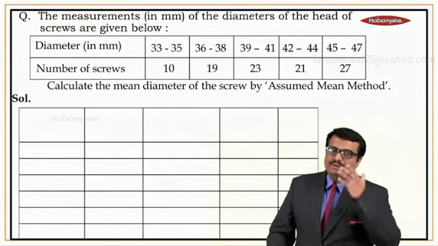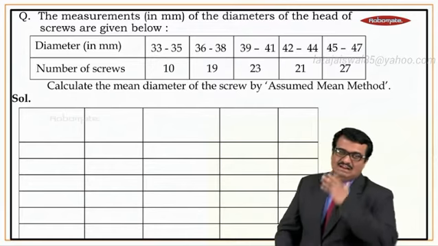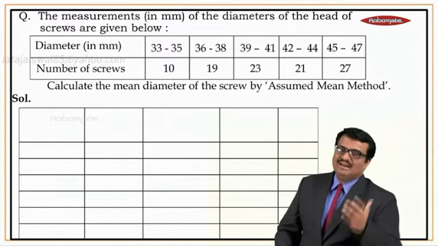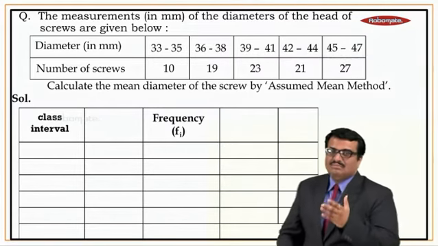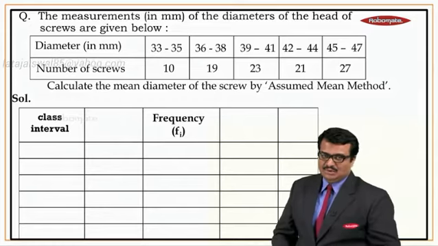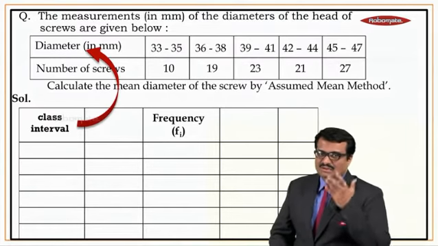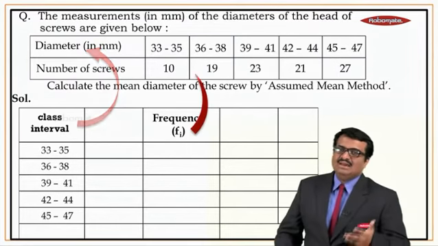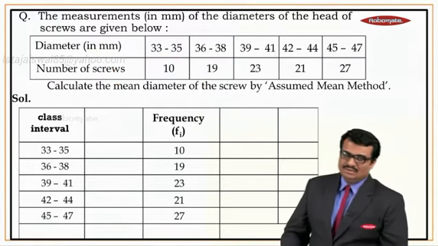In the assumed mean method also we have to prepare columns like in the direct method. Direct method had 4 columns, if you remember. Assumed mean method has 1 column more, that is 5 columns. The first column and the third column will be the same. Classes and frequency are given to you in the sum. The first column will be the classes, and the frequency fi is also given to us. We will copy one below the other.